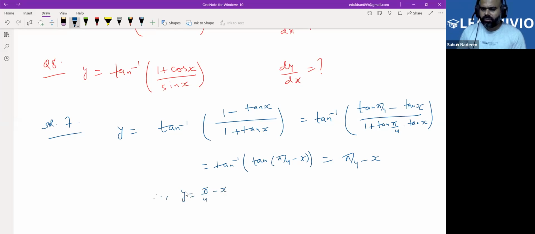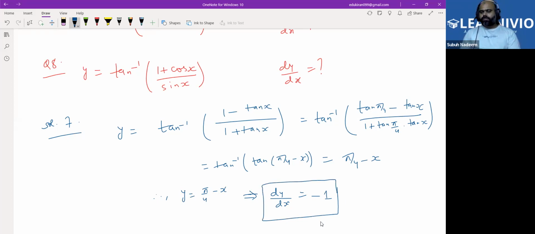Now the differentiation part is not too much. When we differentiate, we get dy by dx. Since pi by 4 is a constant, it will be 0 and minus x will be minus 1. So this will be the derivative. Similarly, you can think about question number 8, how to use trigonometric identities there.